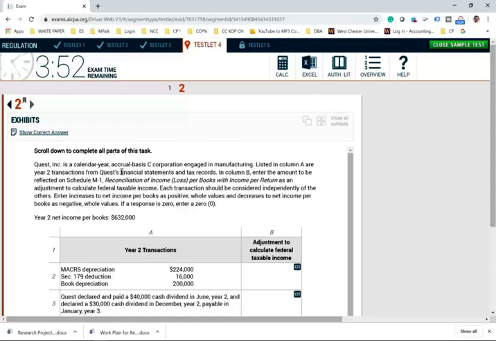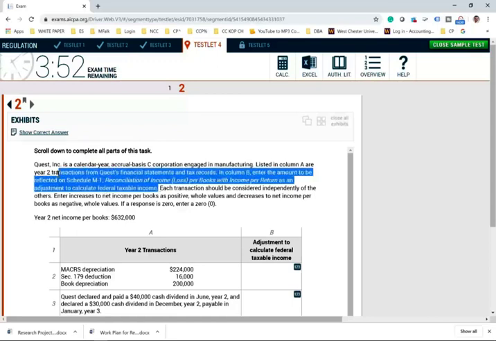Quest is a calendar year, accrual C corporation engaged in manufacturing. Listed in column A are year two transactions from Quest's financial statements and tax records. In column B, enter the amount reflected on Schedule M-1, reconciliation of income (loss) per books with income per return, as an adjustment to calculate federal income tax. Right there, I know what this simulation is about. This simulation is about Schedule M-1. Simply put, do you know how to prepare Schedule M-1?